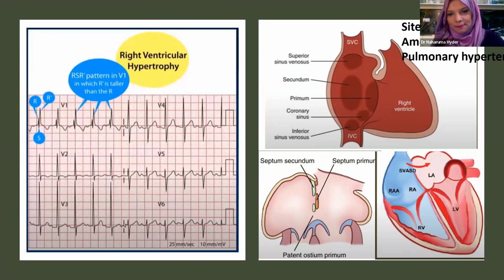My slide is not moving. Does my slide is visible? No, Naharuma. No. Is my slide visible or not? Not yet. Okay, then I have to share again. Where is my share screen?